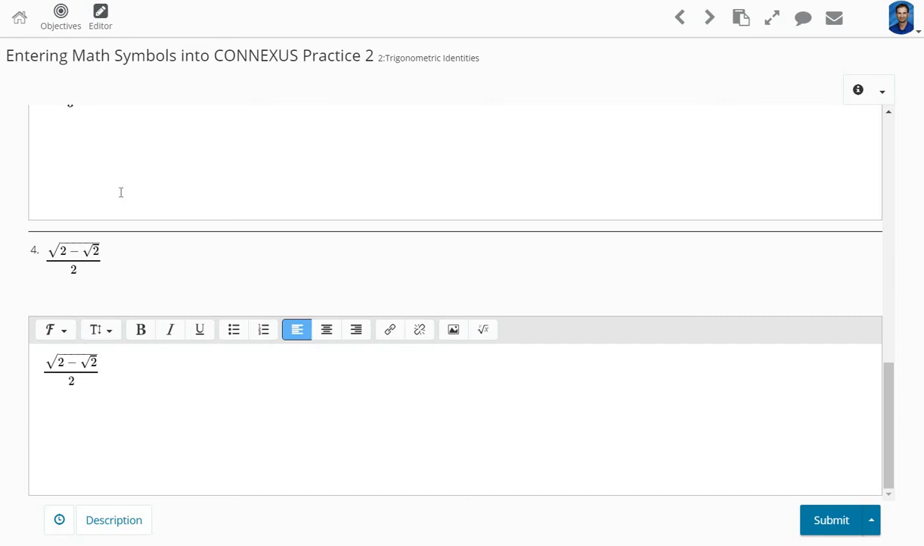So practice those so you're comfortable typing these different symbols, and I'd hate for you to solve it correctly and then you don't know how to put your answer in and show me.